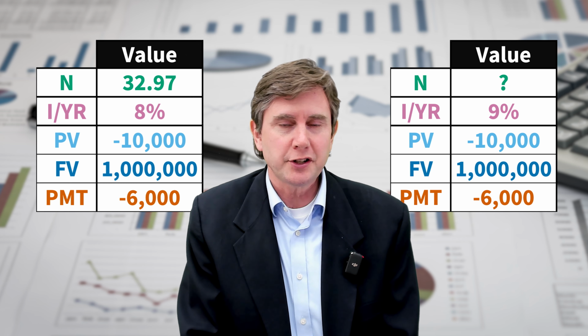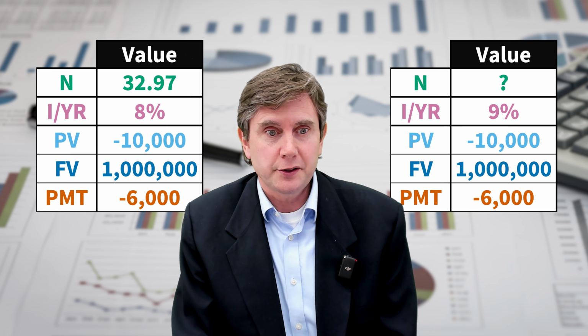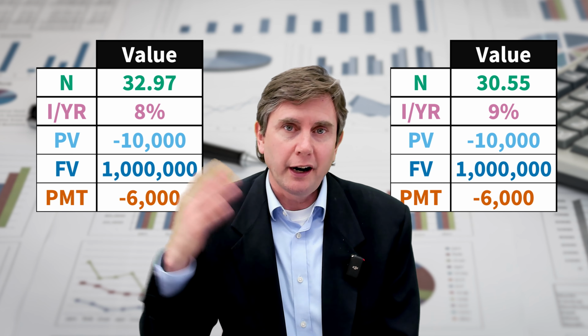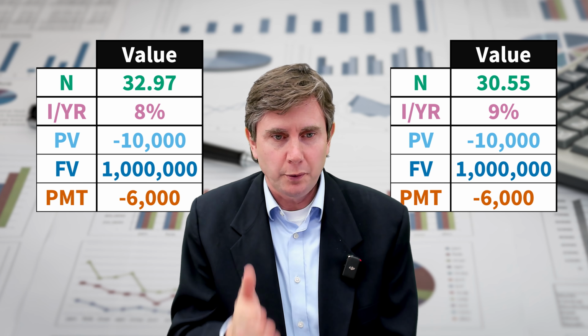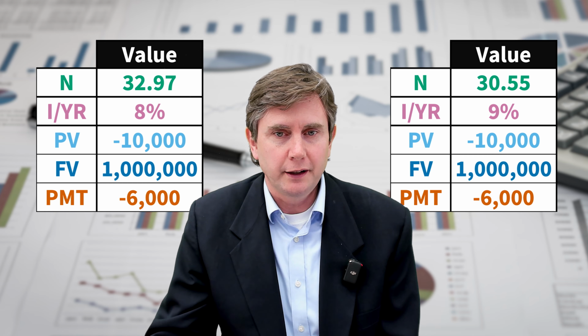And you can see as we ratchet up the return, that number goes down. So if I can get 9%, that's 30.55, 10%, 28.51. The higher I earn, the lower the time I have to wait to be a millionaire. Pretty cool. And we'll go through Excel here in a minute and show you that off.